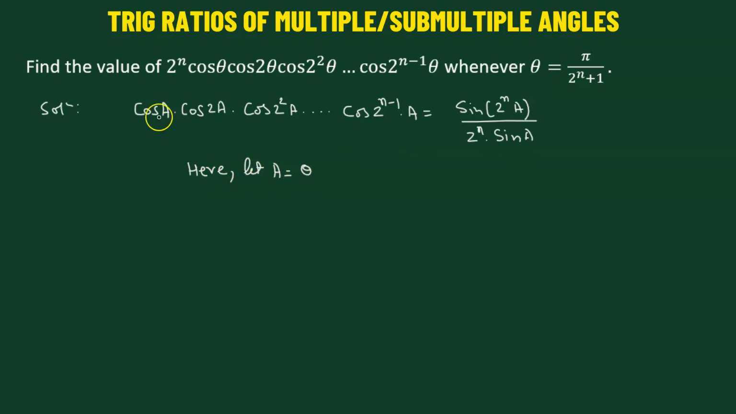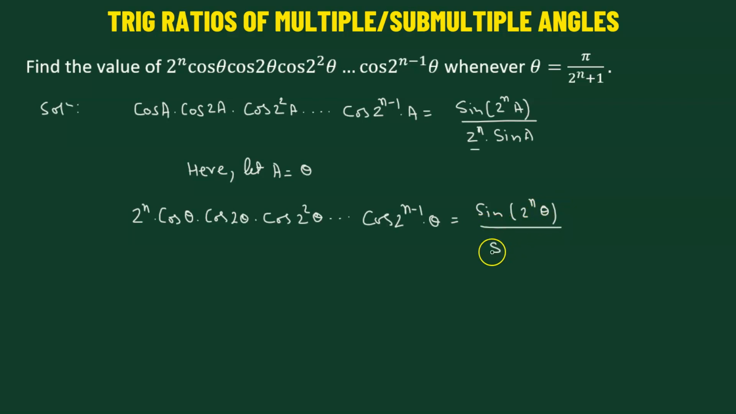In that case, what we can do, we can cross multiply this 2 to the n with the expression on the left hand side to get 2 raised to the power of n times cosine of angle theta times cosine of angle 2 theta times cosine of 2 squared theta all the way up to cosine of 2 raised to the power of n minus 1 times theta, which means on the right hand side now we are left with sine of 2 raised to the power of n times theta divided by sine theta. So this is the value that we need to find, which means we need to compute the value of sine 2 raised to the power of n theta over sine theta.